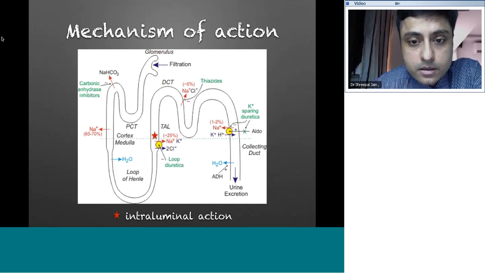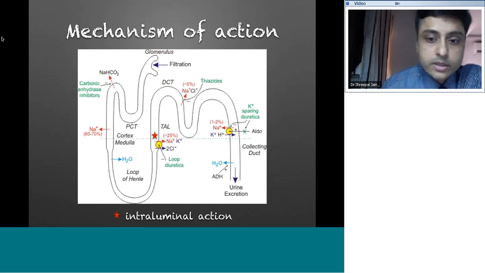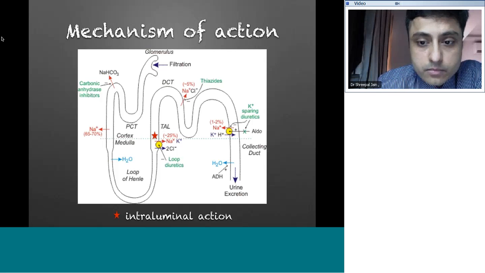We can see the presence of the sodium chloride co-transporter in the distal convoluted tubule, which is blocked by the thiazide diuretics, and you have the sodium potassium hydrogen exchanger channels located in the collecting ducts, which may be responsible for loss of potassium, because if there is a lot of sodium present intraluminally, it gets exchanged for hydrogen and potassium ions in this collecting duct, eventually producing hypokalemia.